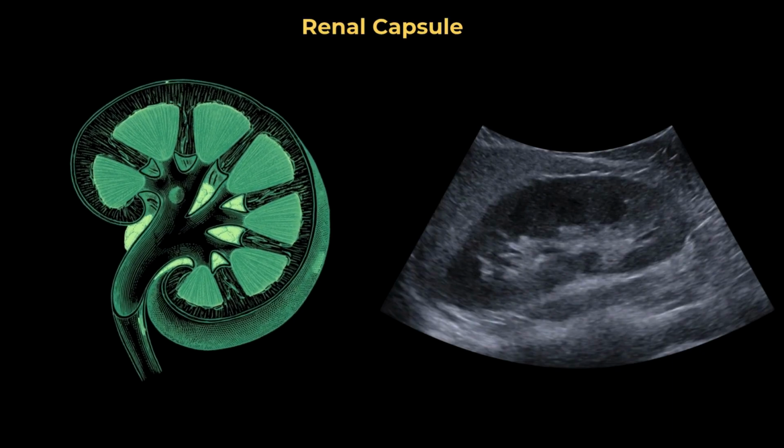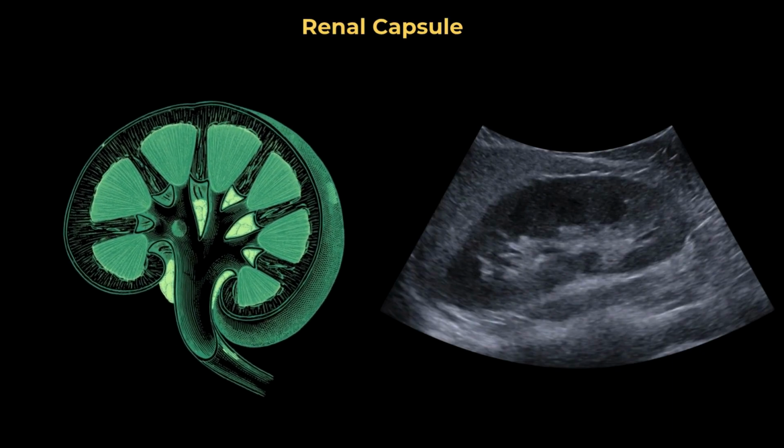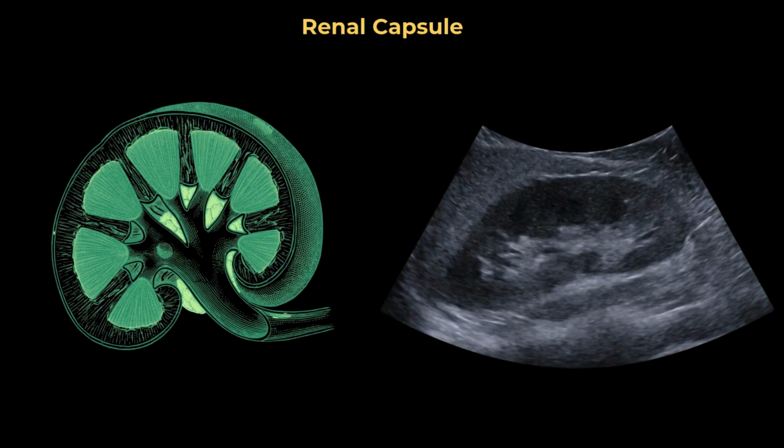The renal capsule is the outer covering of the kidney. It is a thin and fibrous layer of connective tissue. On ultrasound, it appears as a thin, bright echogenic line. It forms a sharp and clear outer border of the renal parenchyma. The capsule is very rigid. When the kidney becomes obstructed and swells, it cannot stretch. This is why obstruction causes severe pain.